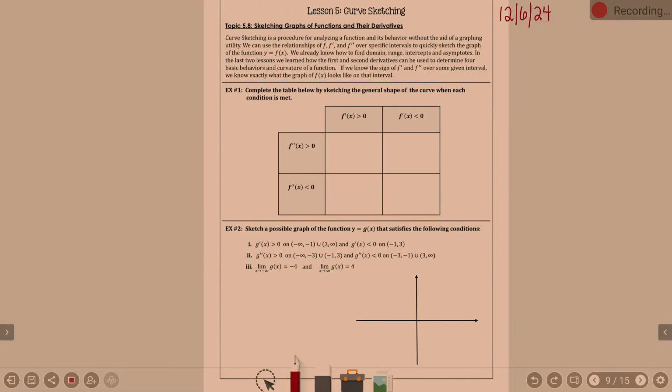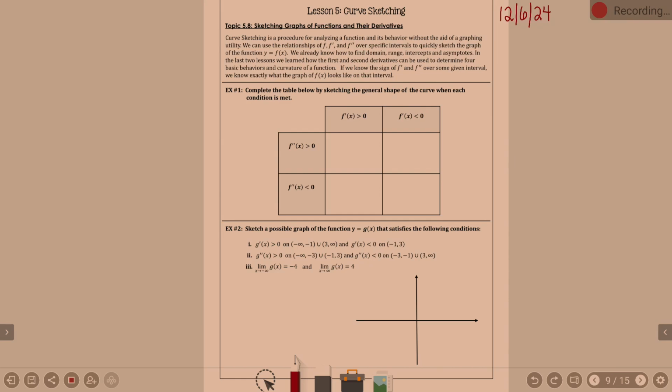Curve sketching. It's putting your function and your derivatives together, and being able to sketch what you know about the curve based on increasing, decreasing, mins and maxes, concavity, and so on and so forth. Okay? Let's look at example 1.